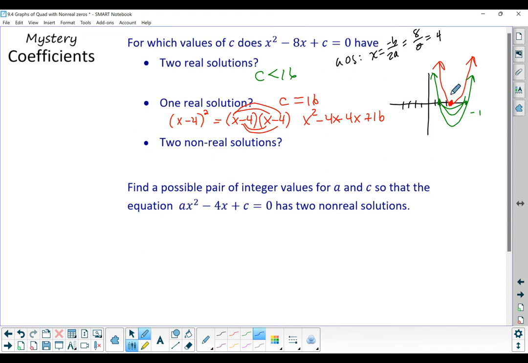And for non-real solutions, I would just need to shift this parabola up. So I would just need to add numbers to that ending number. So that means that c would have to be greater than 16 for non-real solutions.